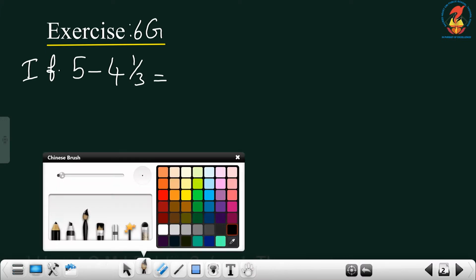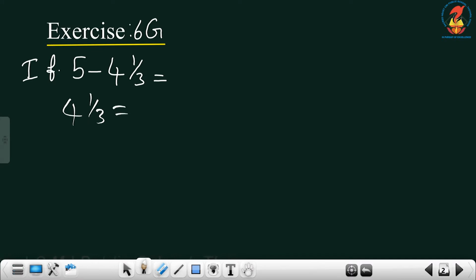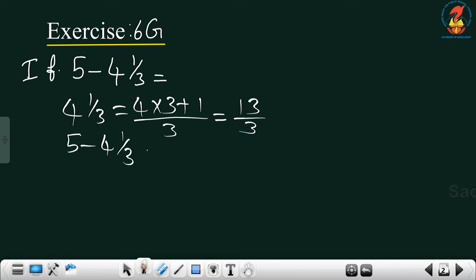First we need to change 4 and 1 by 3 into an improper fraction. That is 4 into 3 plus 1 divided by 3. That is 4 3s are 12, 12 plus 1, 13 by 3. After that we need to subtract it from the whole number 5, right? That means 5 minus 13 by 3.